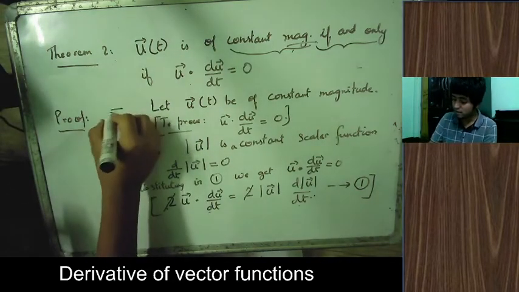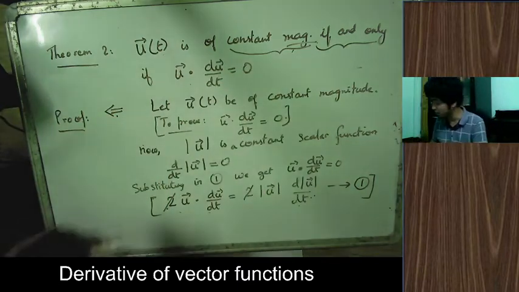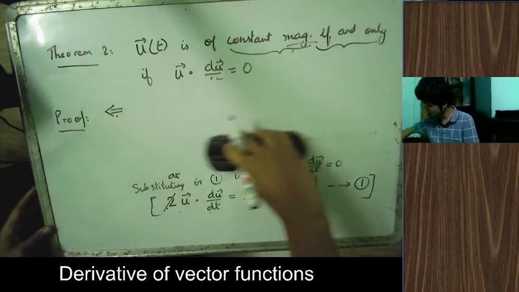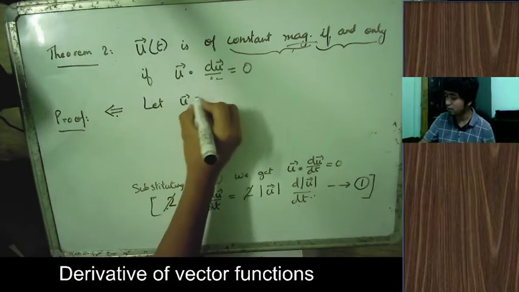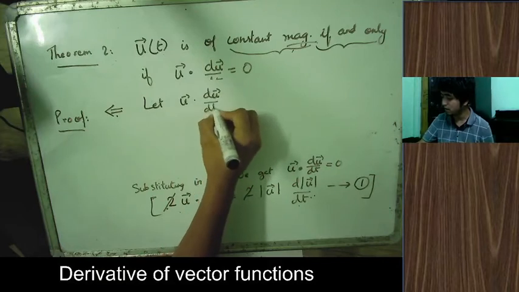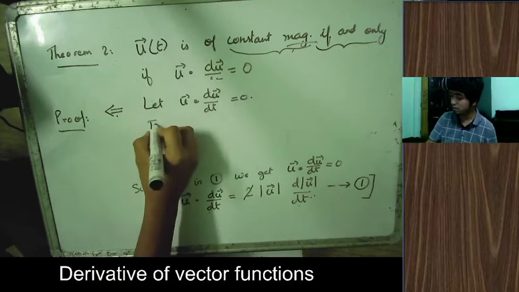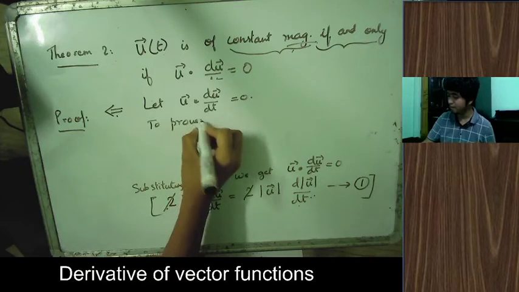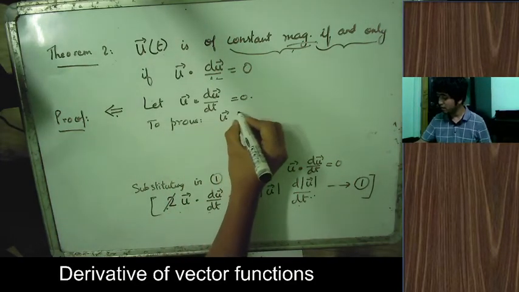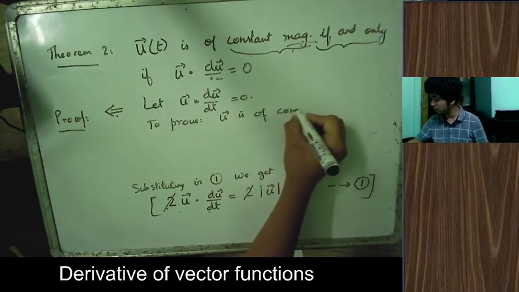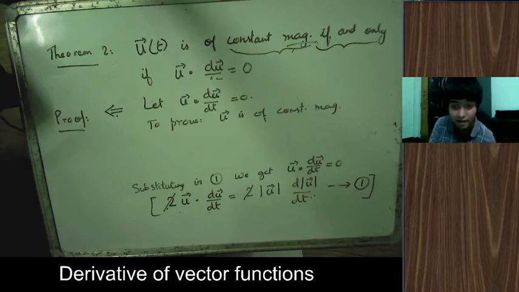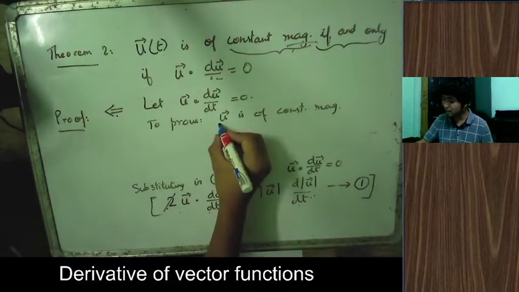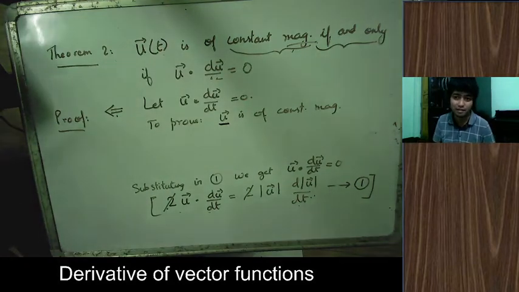Okay, now the converse will be: let u dot du dt equal to 0, to prove u bar is of constant magnitude. Again, over here I keep on stressing that point, that you can write it as simply u bar, or you can write it as u bar t. It really is just a notation. Okay, it depends on you.